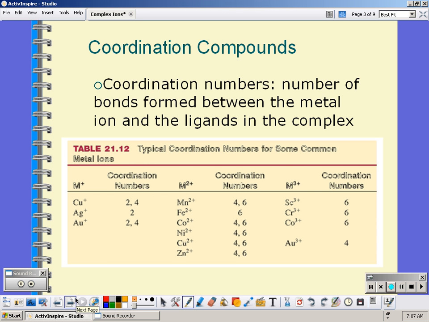How many ligands are attached to the metal depends on the metal, and the number is called the coordination number. So for example, copper with a +1 charge can have 2 ligands or 4 ligands. Silver can have 2 ligands. Gold can have either 2 or 4. So as you're looking at this chart of typical number of ligands, notice that 4 and 6 are the most common numbers of ligands.